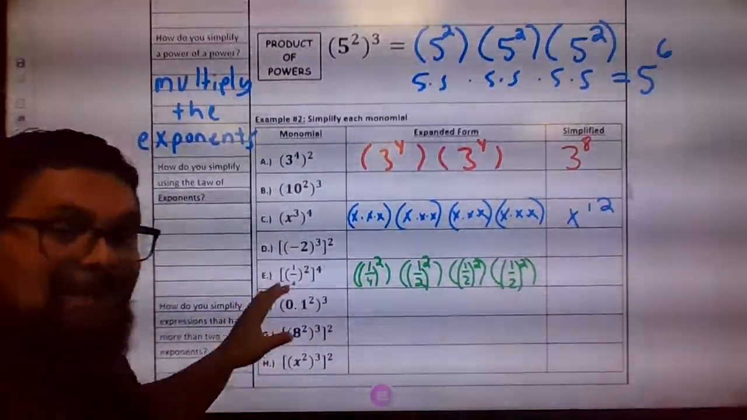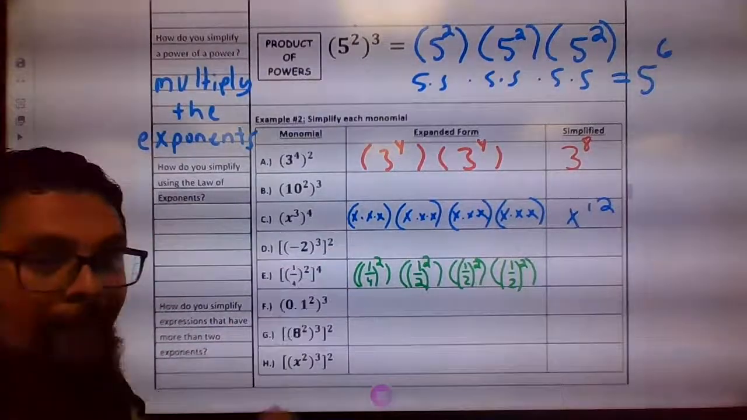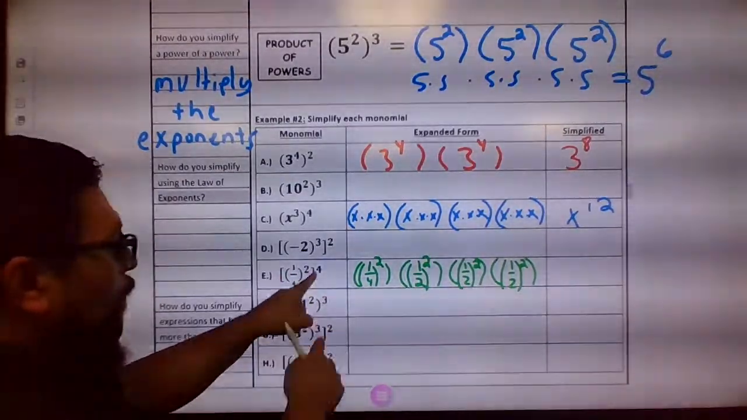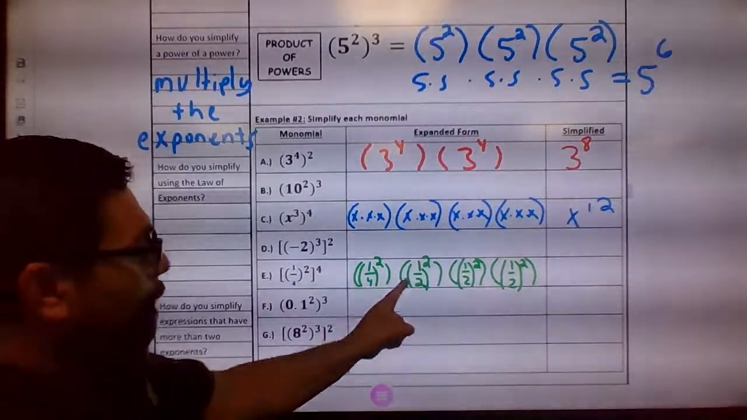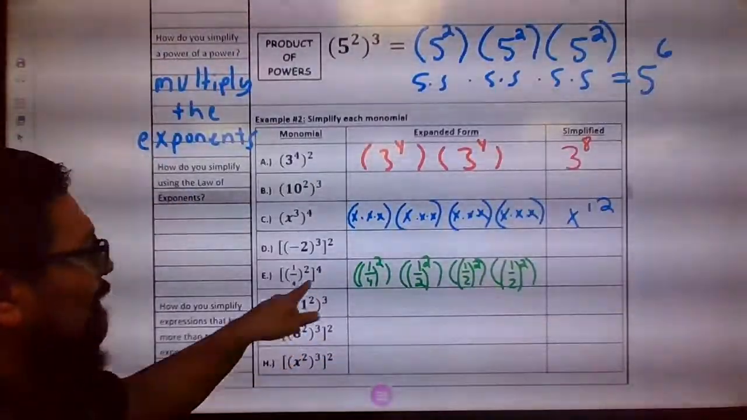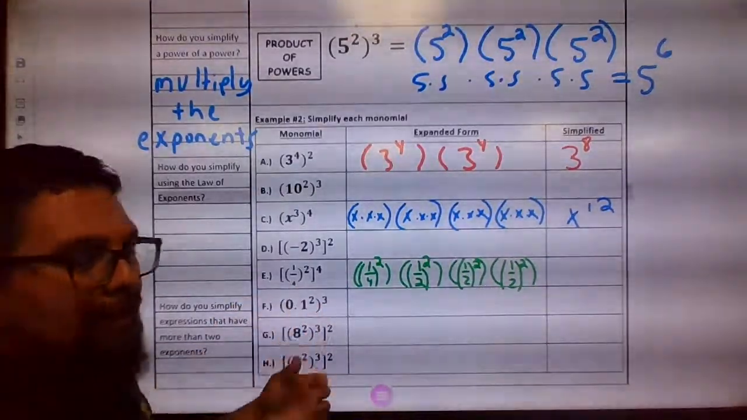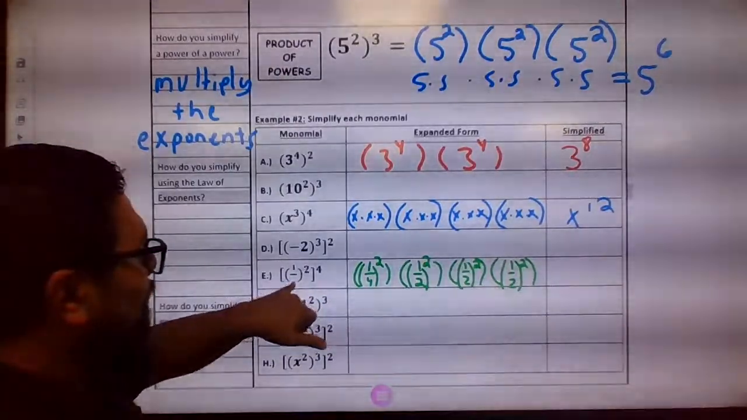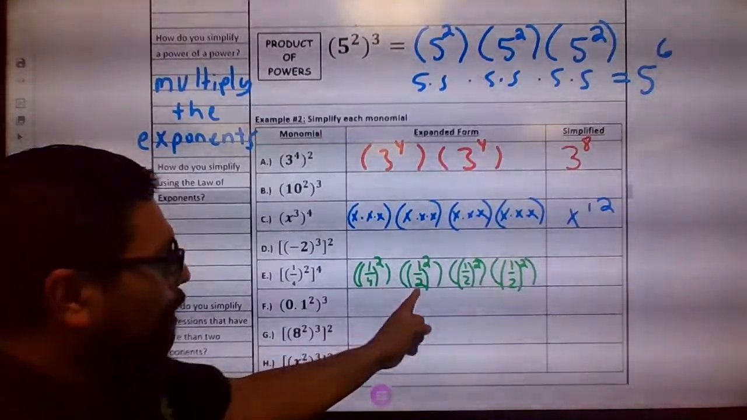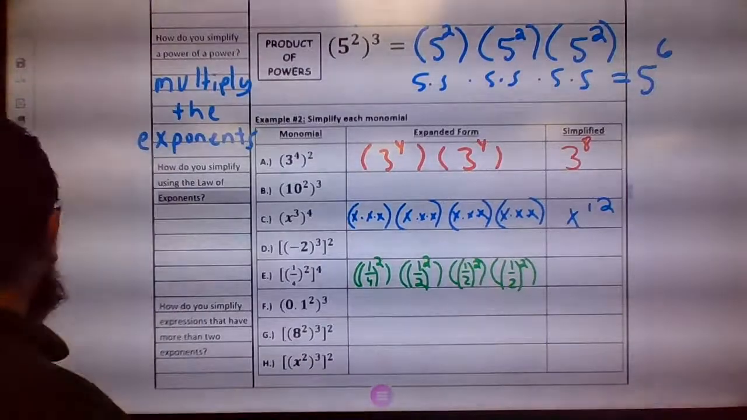All right, E says 1/4 squared to the 4th. Okay, so 4, that's why I put 4 parentheses. 1, 2, 3, 4, 4 parentheses. And inside the parentheses, in this case, they are brackets, but brackets and parentheses are almost the same. And then inside is 1/4 squared. So here it is, 1/4 squared, not 1/2 squared. What am I doing? Sorry.